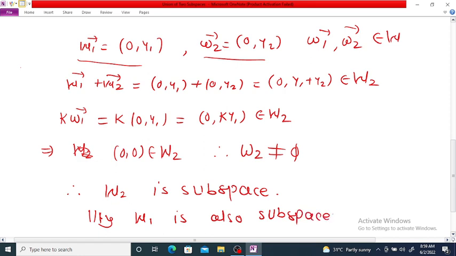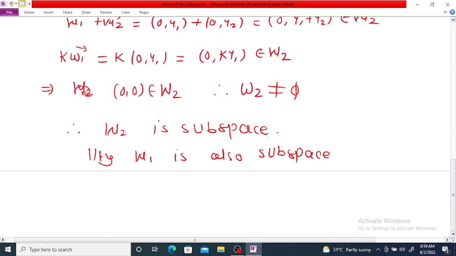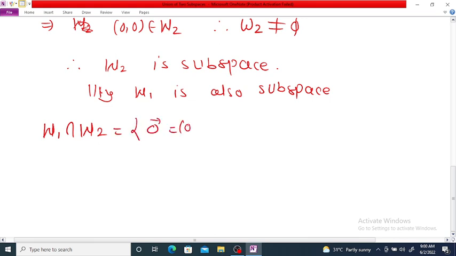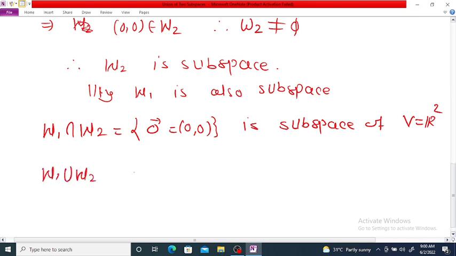of V. Now, if you take first the intersection W1 intersection W2, it contains only 0 bar, which is (0,0), and it is the trivial subspace of V equal to R square. But if you take the union W1 union W2, it is not a subspace.